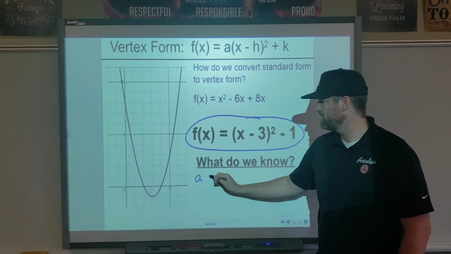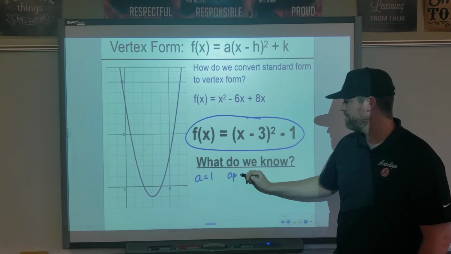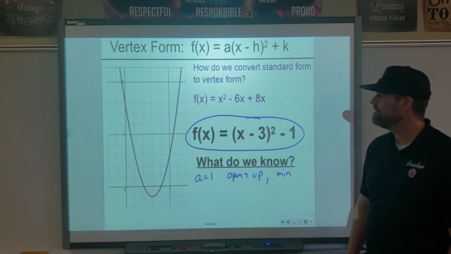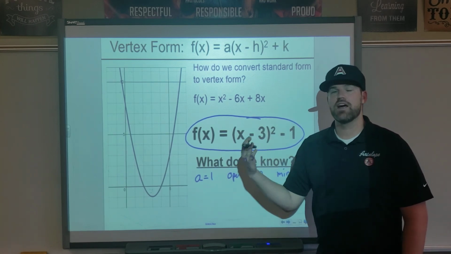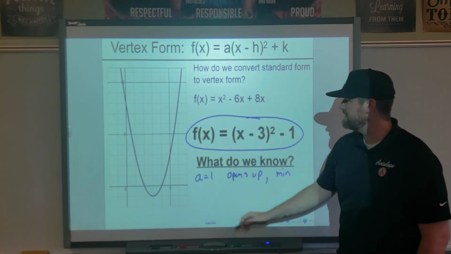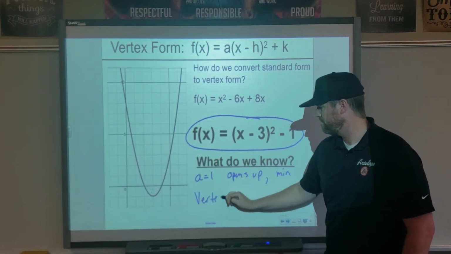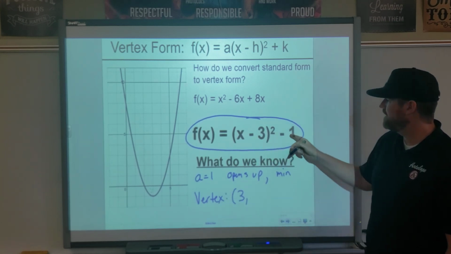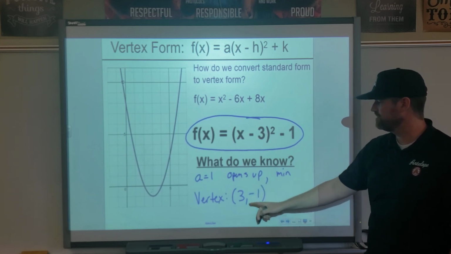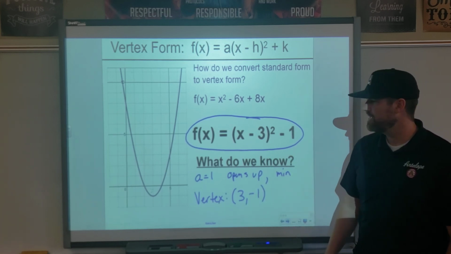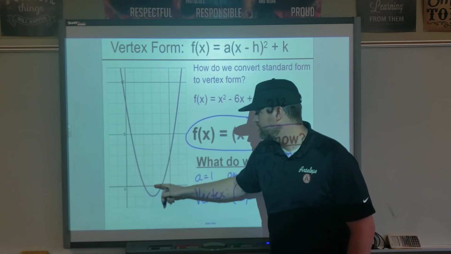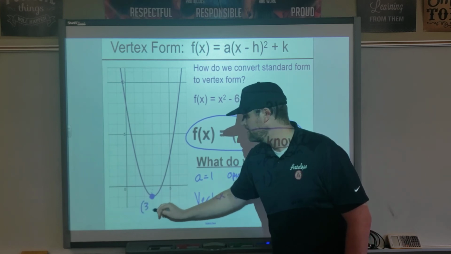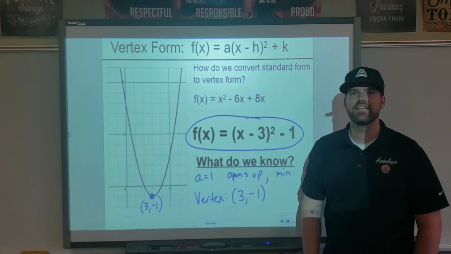Well, we know that a is 1, so the graph opens up. And because it opens up, it has a minimum. But the other thing that hopefully now we can look at this and automatically notice is that our vertex will be at the opposite of negative 3, and then our k value, negative 1. So our vertex should be at positive 3, negative 1. And if we look at the graph, 1, 2, 3, down 1, bada boom, bada bing, that has a vertex of 3, negative 1.